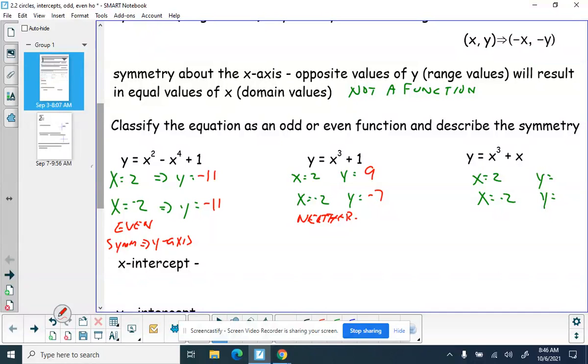Last one, x cubed plus x. What do we have? Courtney, what do you get from y? And for -2? -10. So I put in 2, I get 10. I put in -2, I get -10. I have 8 plus 2, which is 10. I have -8 plus a -2, that gives me -10. So this is going to be what? This is an odd function. So our symmetry is going to be what? It's going to be about the origin.